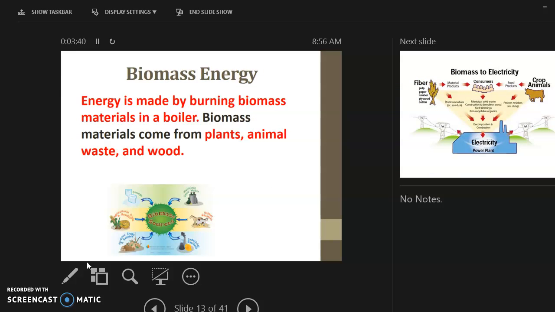So what is biomass? Biomass is energy that is made by burning biomass materials in a boiler. Biomass materials come from plants, animal waste, and wood.